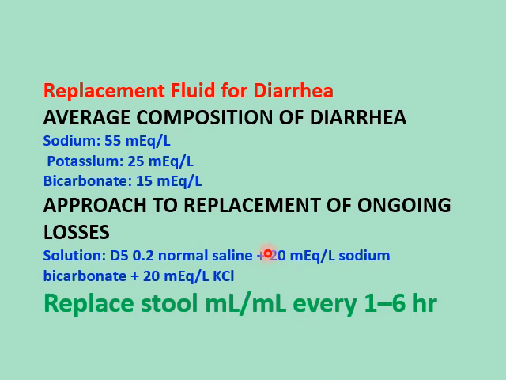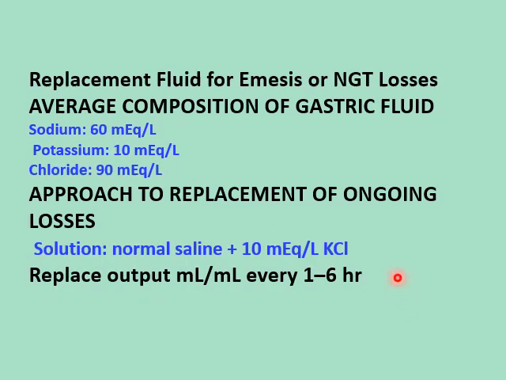Sometimes we see children or infants less than 1 year, whose volume of stool or vomit may equal 50 to 75 ml each bowel motion. More than 1 year, it exceeds 100 ml volume of vomitus or diarrheal stool. So you should replace them every 1 to 6 hours.